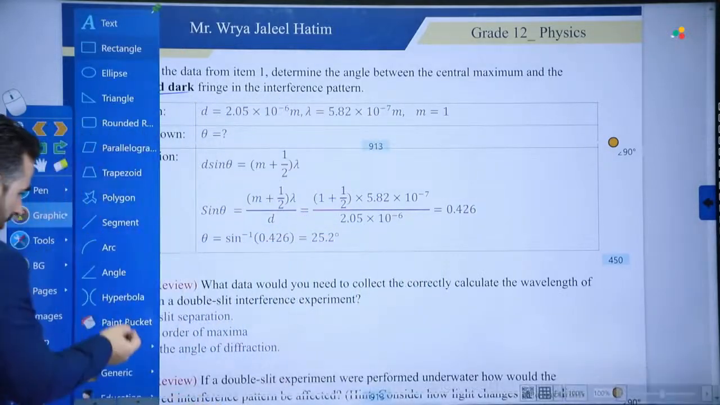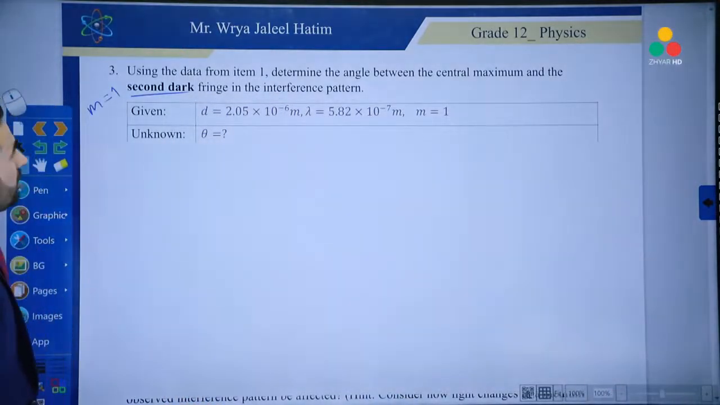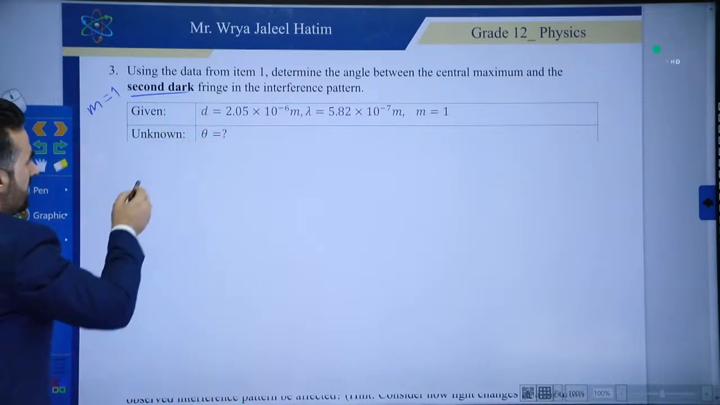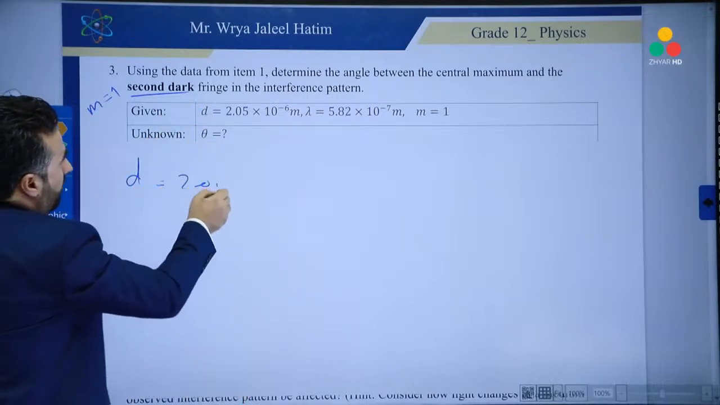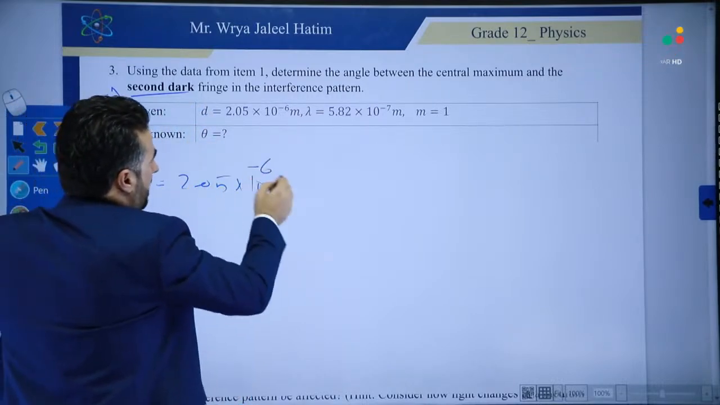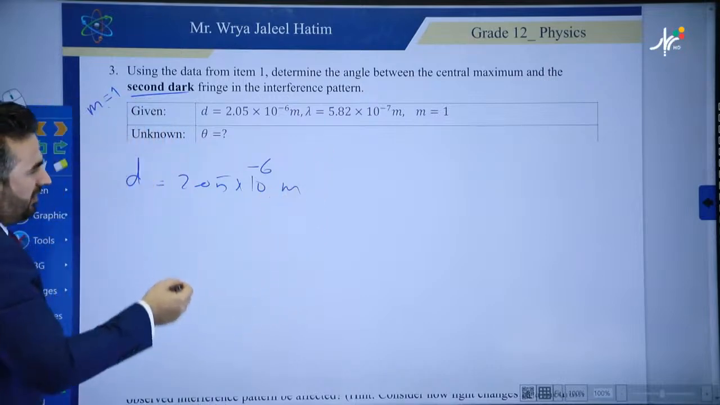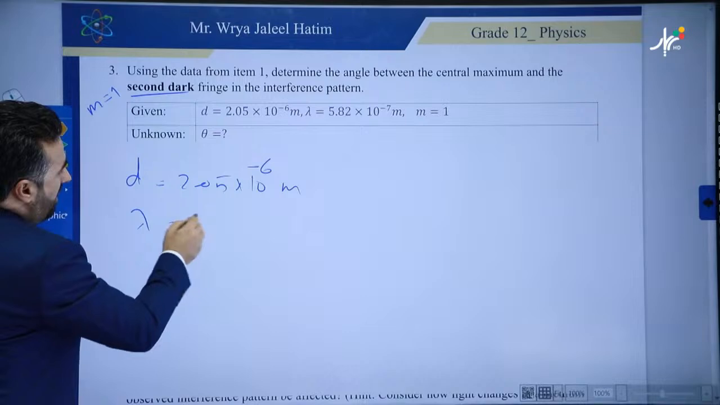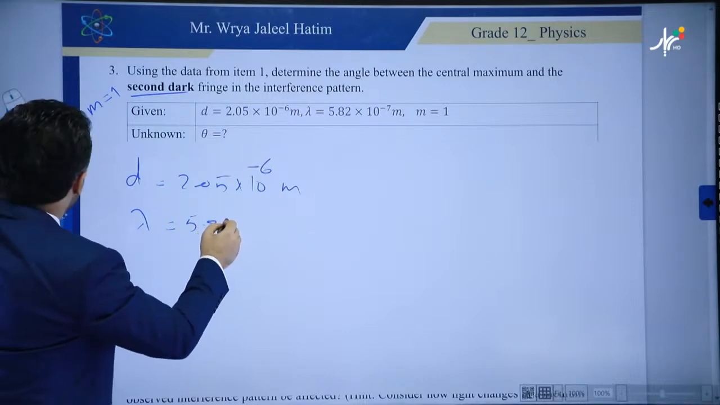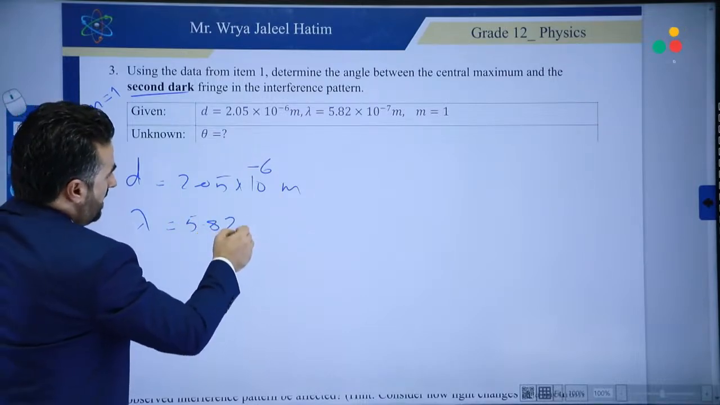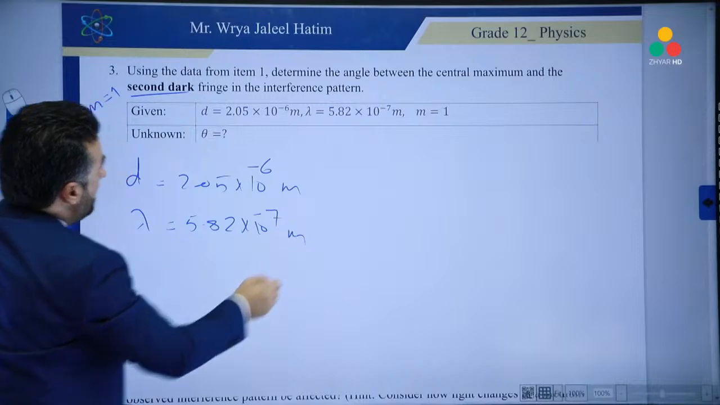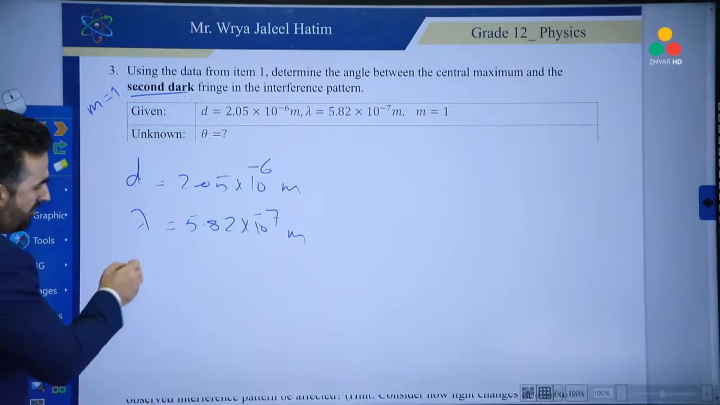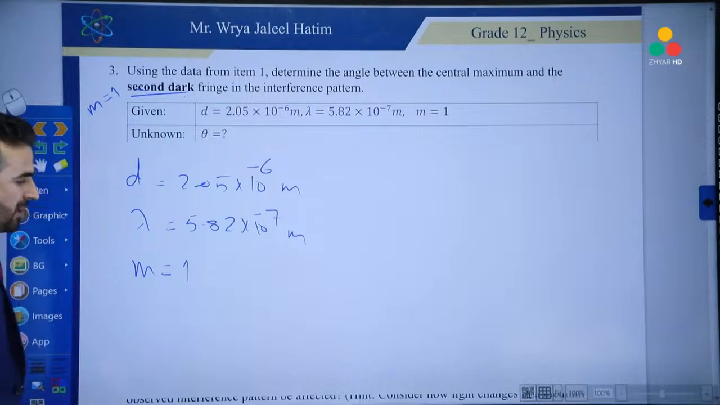Okay, then, all right, take a look. So what does it say? In the previous question, if you go back, d was 2.05 times 10 to the power negative 6 meter. I think that was after conversion. And then lambda is 5.82 times 10 to the power negative 7 meter. And once again, because it's the second dark fringe, m is going to be 1 here.